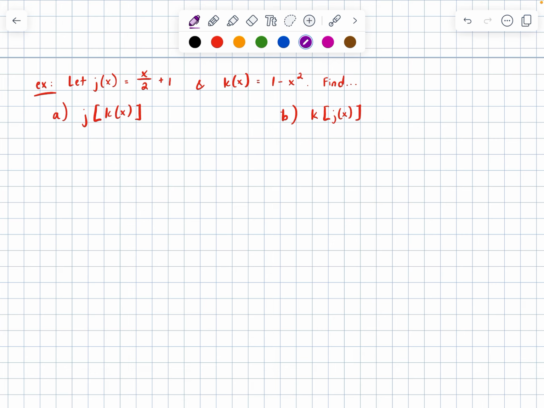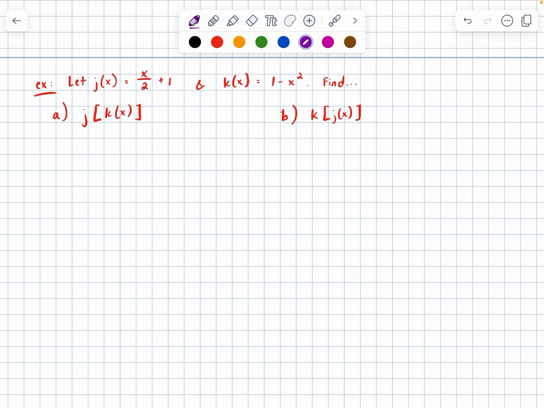Give yourself 2 minutes, pause the video, talk to yourself, talk to the wall, talk to the person next to you, talk to the voices in your head. I don't care. What do you think these composite functions are going to work out to? Try it on your own, and then come back and check your work with me. Go! And stop going, I'm lonely.